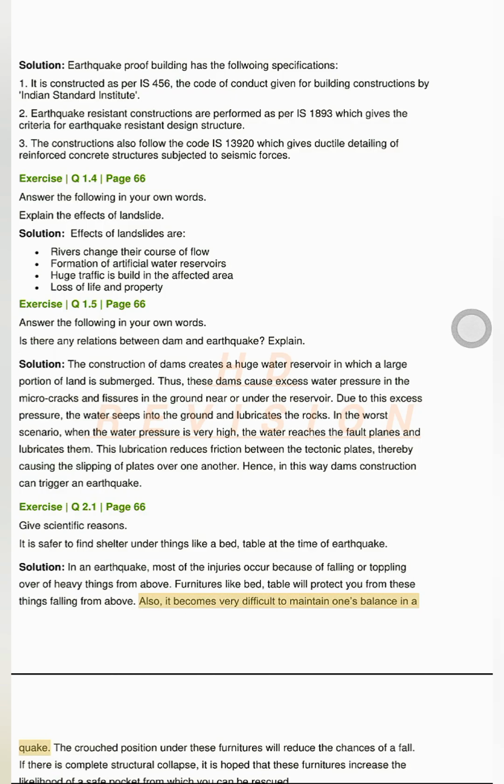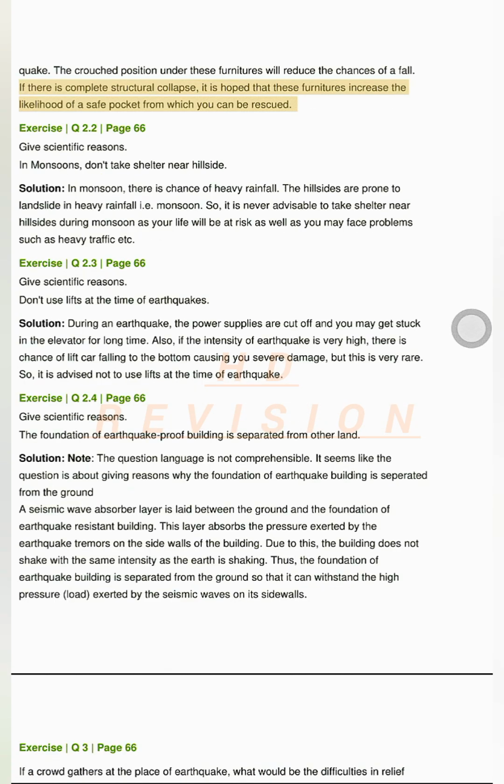Also, it becomes very difficult to maintain one's balance in a quake. The crouched position under this furniture will reduce the chances of a fall. If there is complete structural collapse, it is hoped that this furniture increases the likelihood of a safe pocket from which you can be rescued.